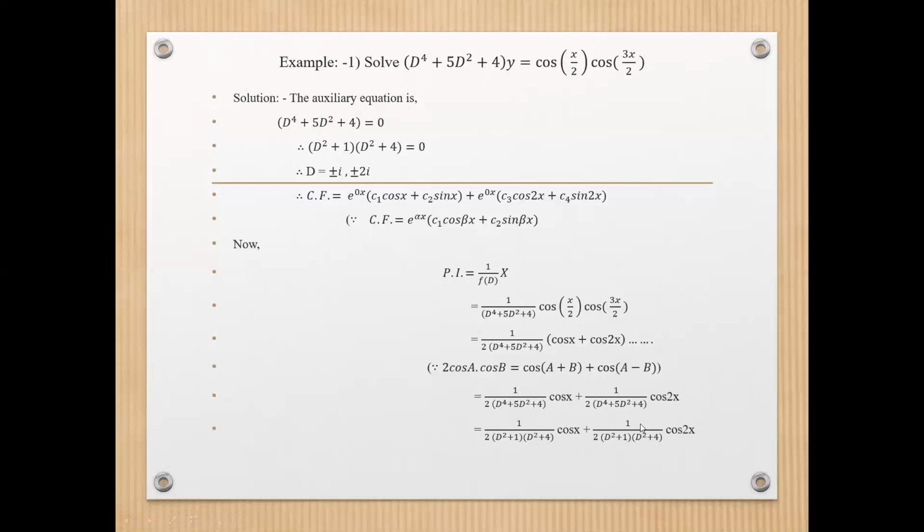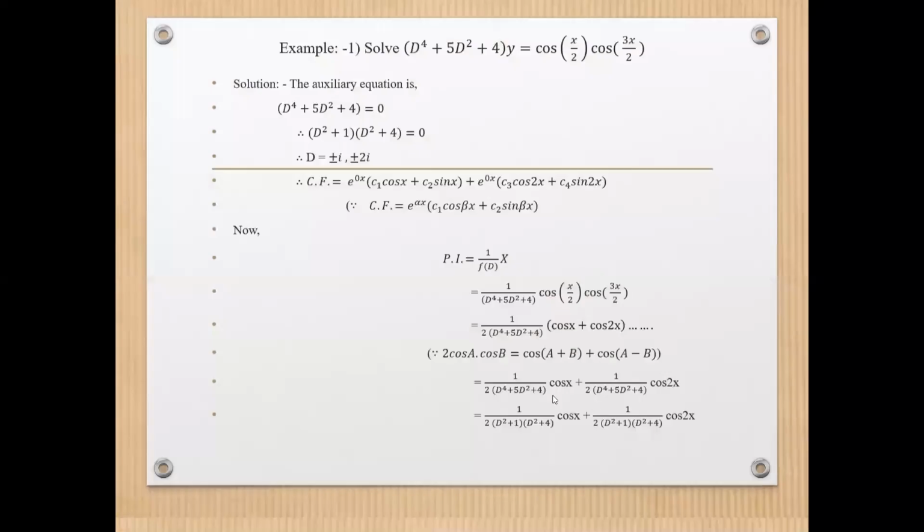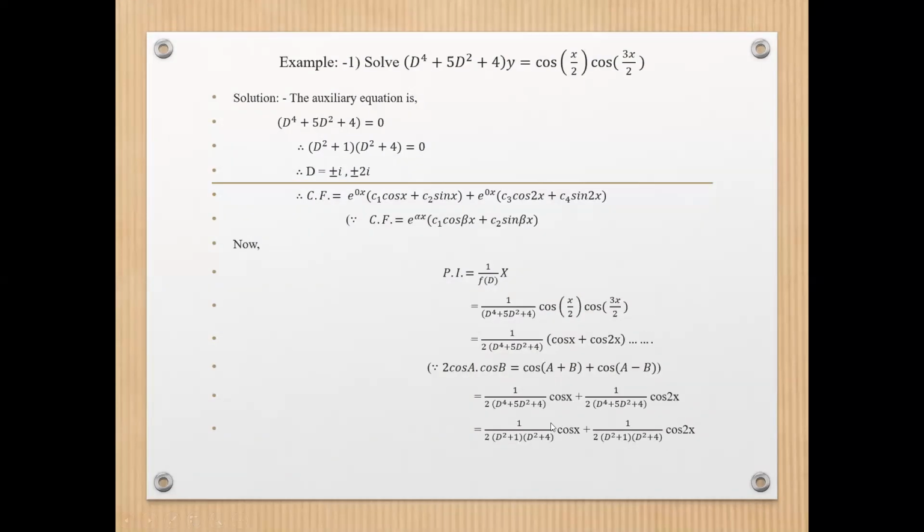Similarly, the second term is 1 upon 2 times (D square plus 1) into (D square plus 4) into cos 2x. Now see, this is the capital X. Separately, in the first term, capital X is nothing but cos x. In the second term, capital X is nothing but cos 2x. So in the first term, in cos x, a is nothing but 1. And in the second term, a is nothing but 2.